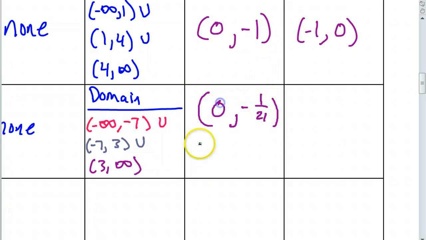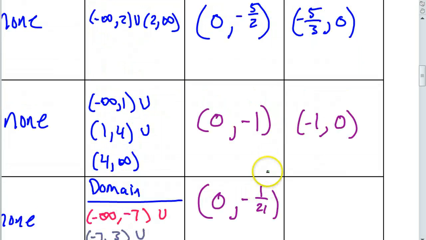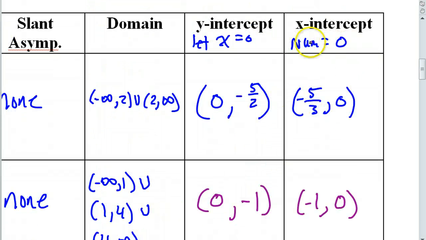Okay, for the x value, I put a 0. You have to leave it in a fraction. Yes, definitely leave it as a fraction. You have to. Now, for the x-intercept, I'm going to let the numerator equal 0.